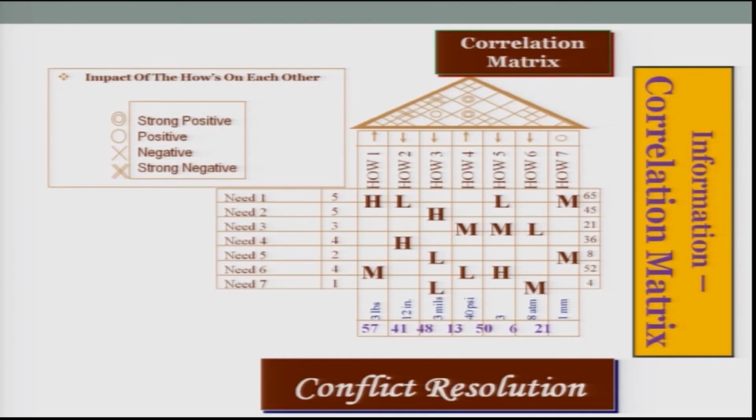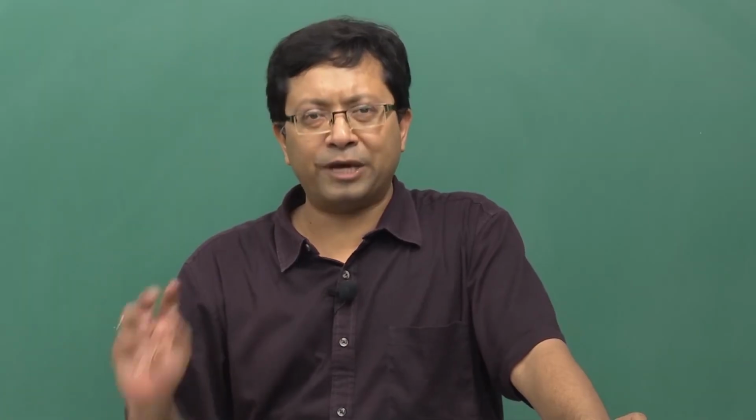If you see need 1 and how, there is a high level of correlation. In some cases it may be a medium level of correlation, in some cases a low level. So, what you are trying to do is understand the level of importance, level of not-so-importance, or level of negative importance between different levels, design parameters and attributes, such that in the overall scheme we can resolve the conflict and meet the quality in the best possible manner.